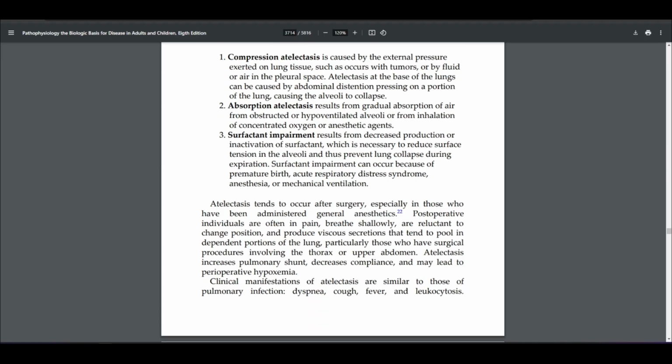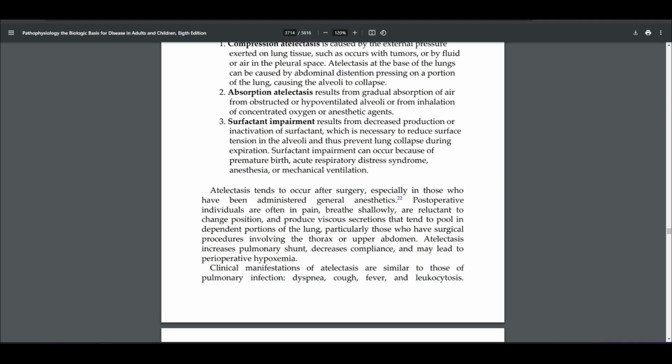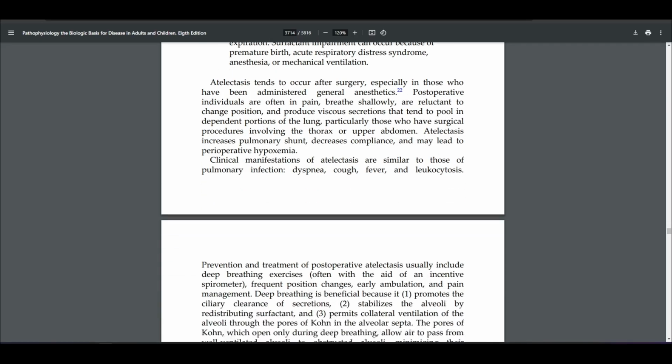Surfactant impairment results from a decreased production or inactivation of surfactant, which is necessary to reduce surface tension in the alveoli and thus prevent lung collapse during expiration. Surfactant impairment can occur because of premature birth, acute respiratory distress syndrome, anesthesia, or mechanical ventilation.